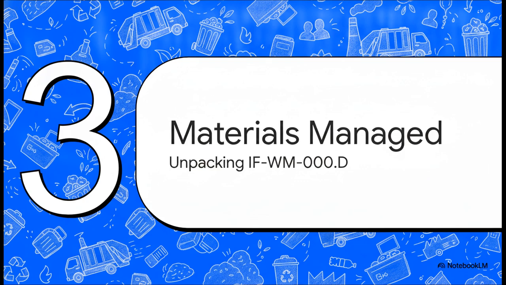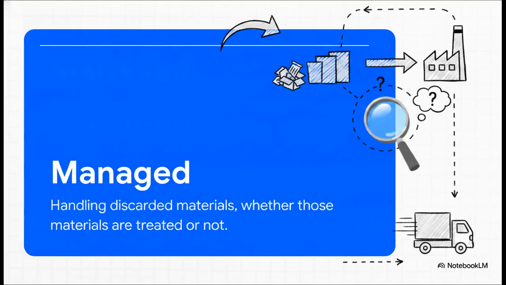Let's jump into Section 3, Tracking Total Materials Managed, unpacking IFWM-000.d. Now, the standard gives us a definition here that is both very specific and surprisingly broad. Metric D asks for the total amount of materials managed. But what does managed actually mean in this context? According to SASB, it simply means handling discarded materials. That's it. It applies equally whether you're treating those materials, processing them, or literally just moving them from point A to point B. If it passes through your operational control, it officially counts as managed material.